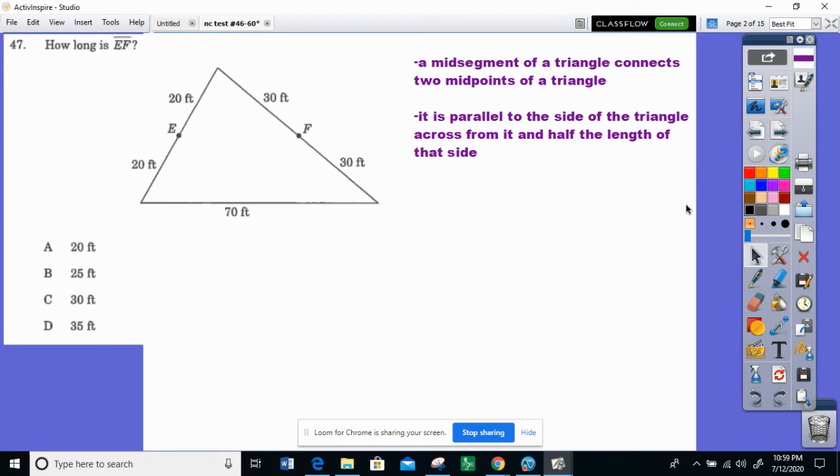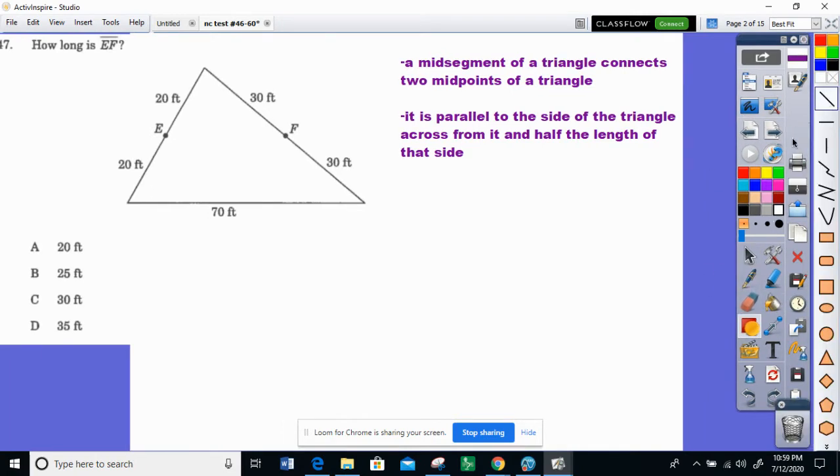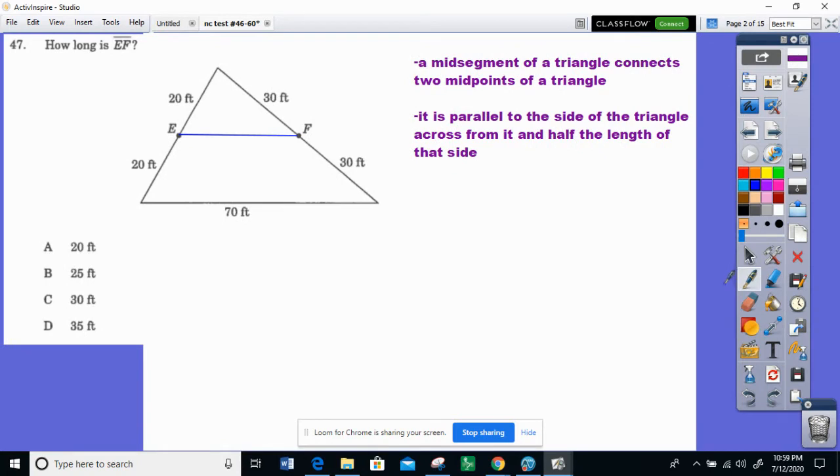Number 47 gives us a triangle and asks how long is the length of segment EF. Segment EF is this length right here, and that segment is a midsegment. How do we know it's a midsegment? A midsegment of a triangle connects two midpoints of a triangle, and we know that points E and F are midpoints because they split the sides that they belong to in half.